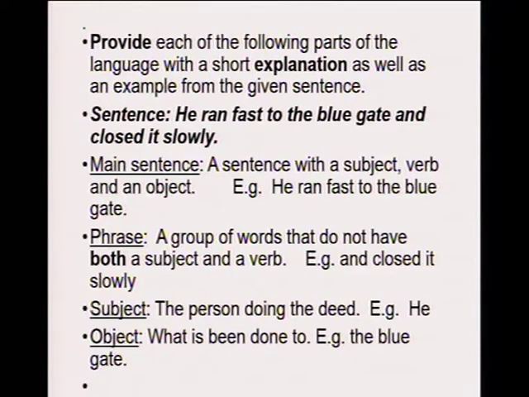The subject is a person doing the deed. For example, he. The object is what is being done. For example, the blue gate.